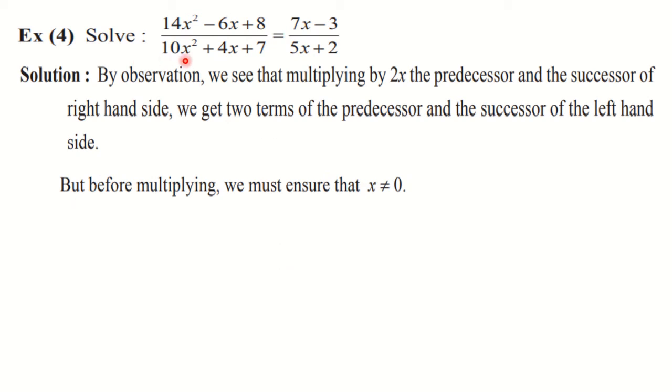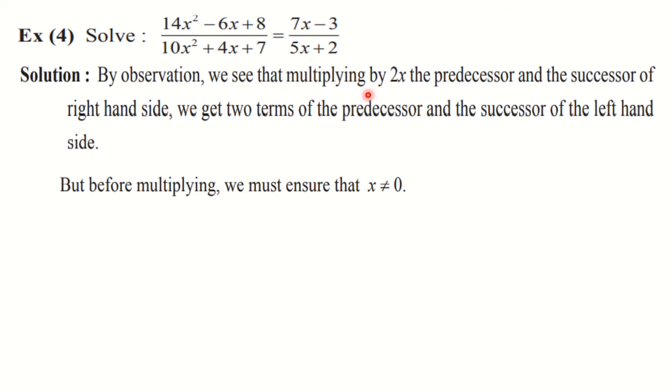See here, if we observe, if we multiply these two terms by 2x, if we multiply 7x by 2x, we are going to get 14x square. If we multiply minus 3 by 2x, we are going to get minus 6x. That means here we are going to get the same terms. So if we multiply the predecessor and successor of the right hand side by 2x, we are going to get two terms which are the same as the predecessor and successor of the left hand side.